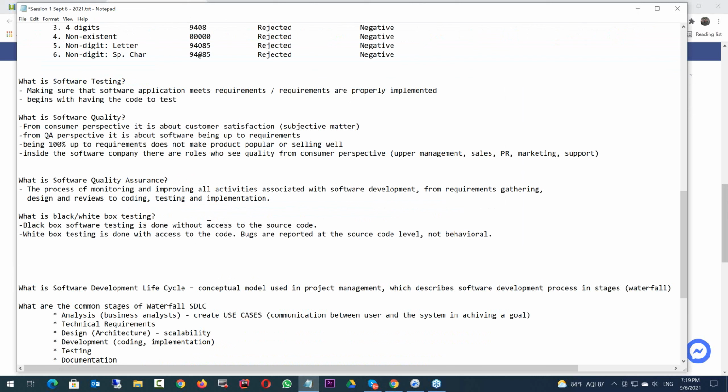Black box testing is done without access to the source code. We do not look for bugs in the source code written by developers. We look at the problems from the user perspective. White box testing is done with access to the code, so you have to understand the code: C++, Java, Python, whatever. Bugs are reported at the source code level, not behavioral. In black box testing, bugs are reported at behavioral level, so how software behaves from user perspective. Okay, that is black and white.